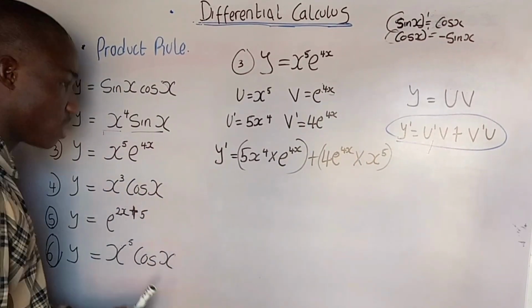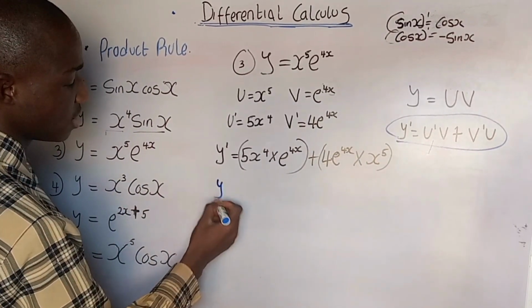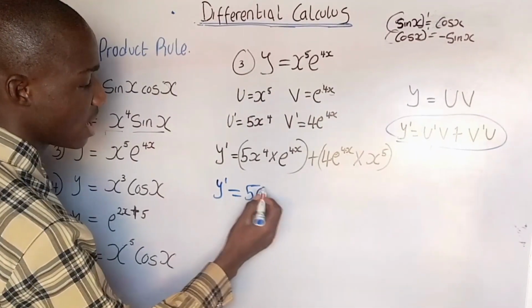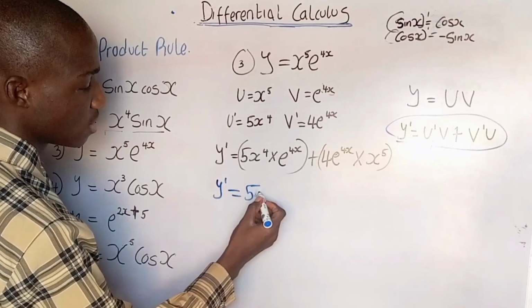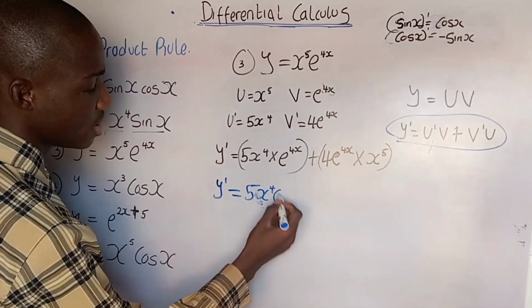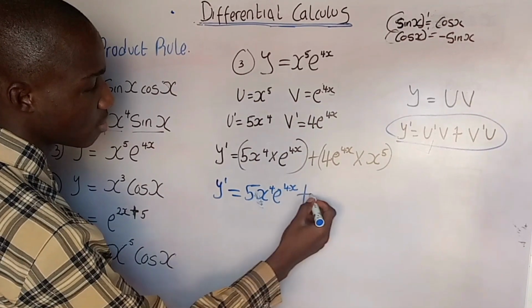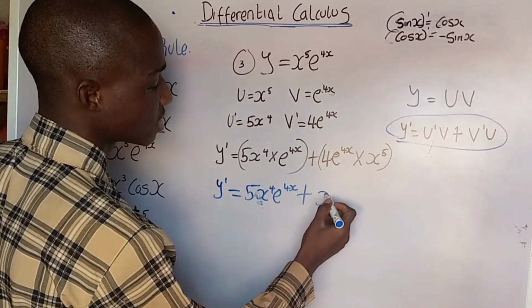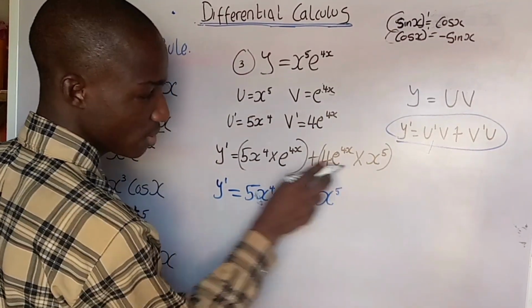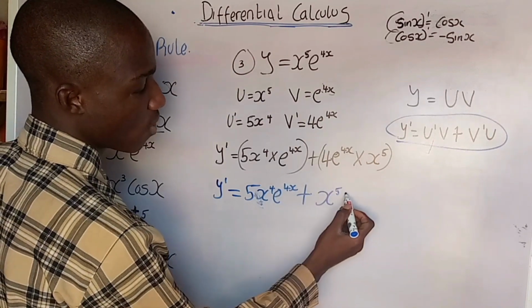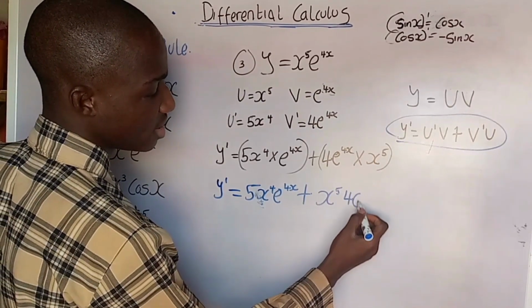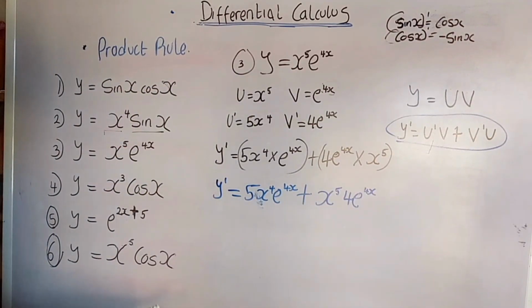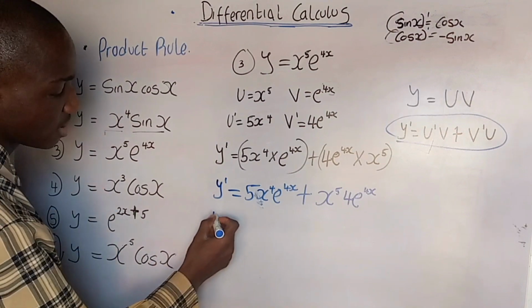The next thing is to solve the bracket. So the derivative of y is equal to 5x raised to the power of 4 multiplied by e raised to the power of 4x, plus 4e raised to the power of 4x multiplied by x raised to the power of 5. In that case, I can proceed to factorize, but you can leave your answer here. But at the same time, let me factorize.